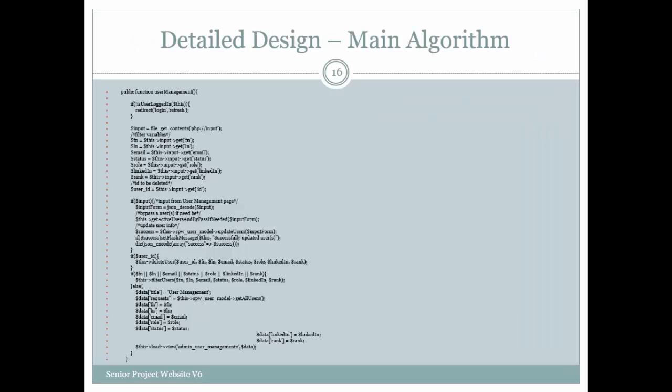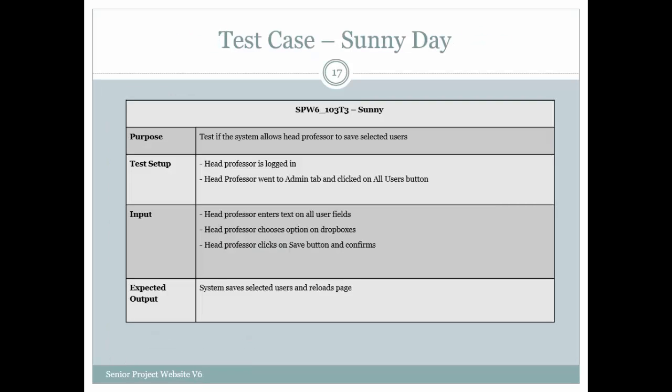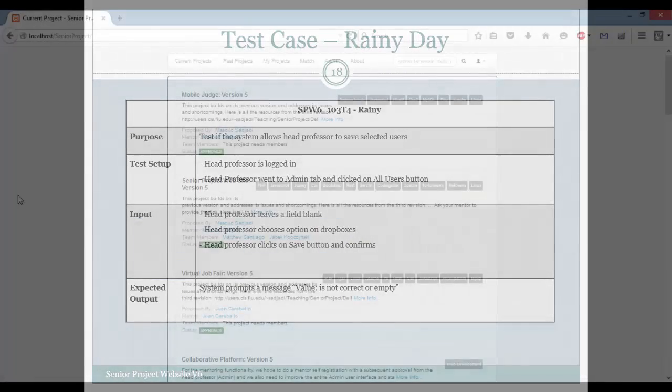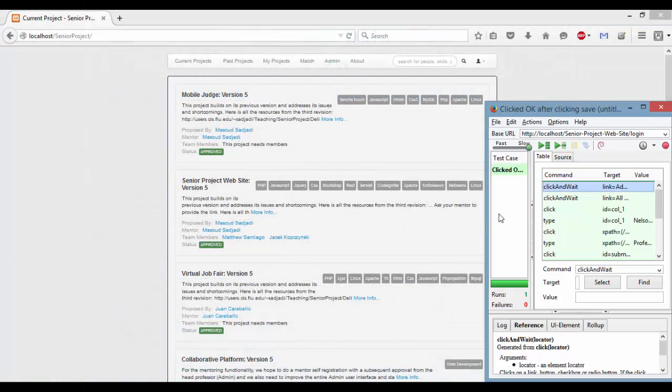Here is the detailed main algorithm used for the user management that will aid in getting all user information and displayed in the user management page. And here are the test suites for the use cases that we mentioned earlier. For these use cases, I will run an automated test using Selenium.